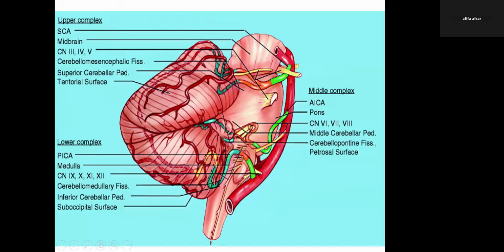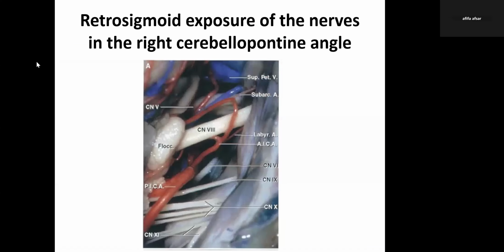So this is to give a brief idea of what structures we tend to identify and see in the different complexes and different portions of the CP angle.